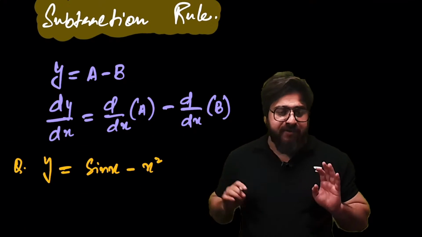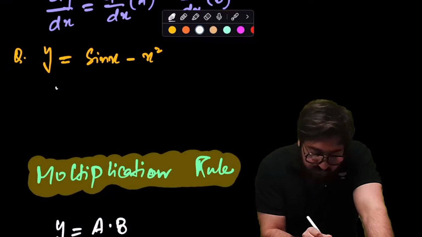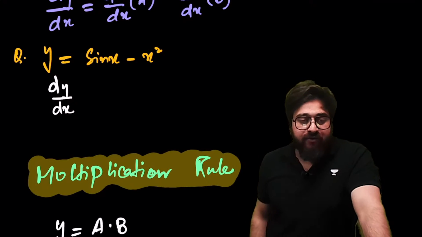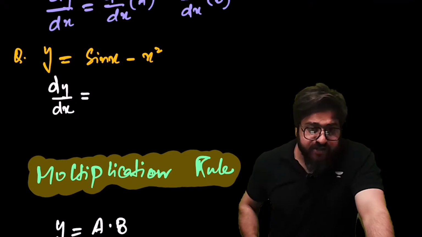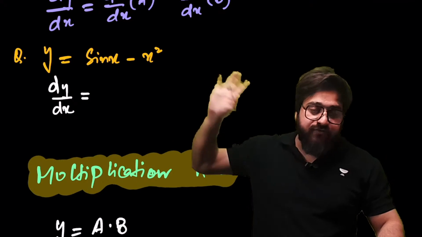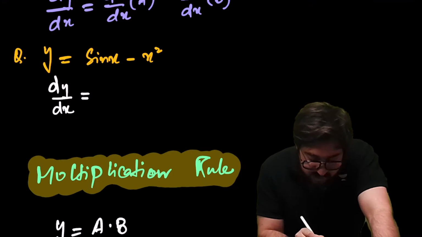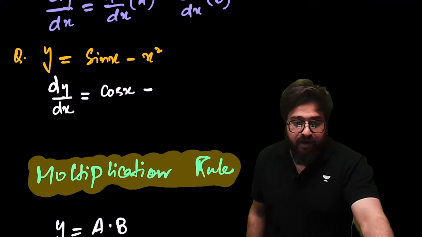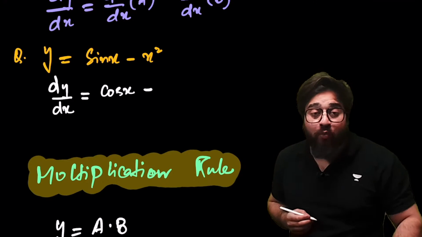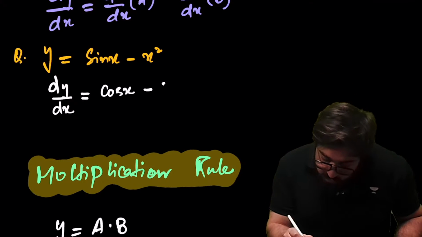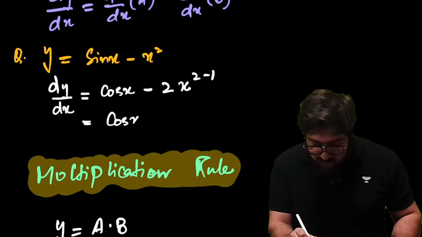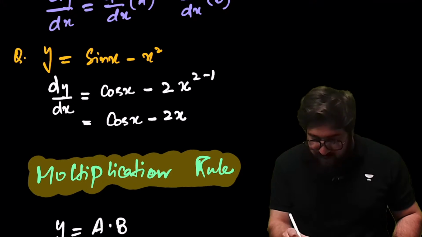The same is the case for subtraction. In this case, if we have to find dy by dx, first we find the differentiation of sine x, which is cos of x, minus the differentiation of x square. Take this 2 down, then x raised to 2 minus 1, power down, power minus 1. So this is nothing but cos of x minus 2x.